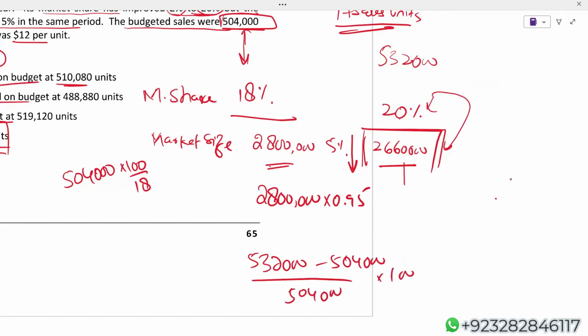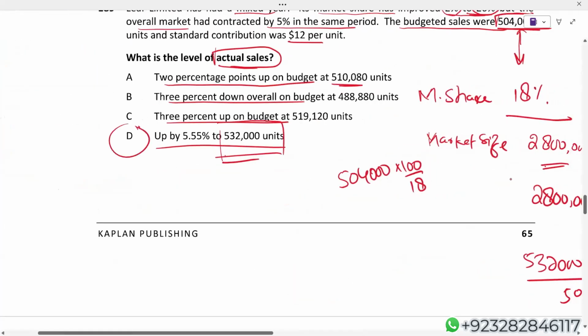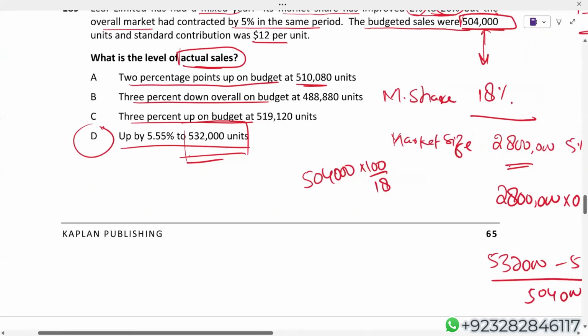Let's see up by how much. Up by 5.55%. So basically, the answer is D. But it's a good question, okay, students?